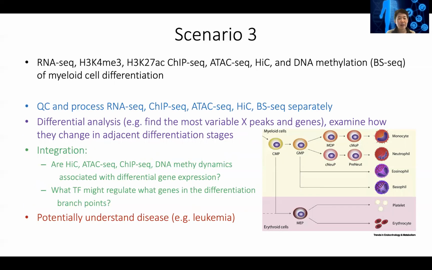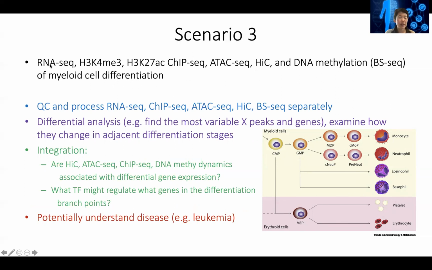The third scenario is, let's say, this is the myeloid cell. This is one blood cell lineage. They can be differentiated into monocyte and neutrophil, so platelet, erythroid. This is red blood cell. And just different cell types. And let's just think of the case in which we want to see what is involved in here.